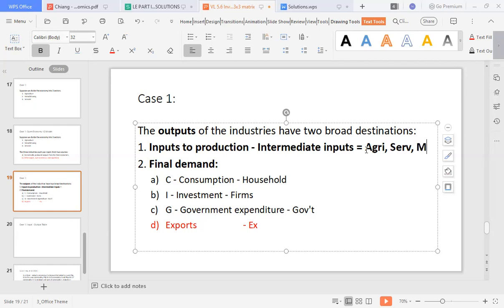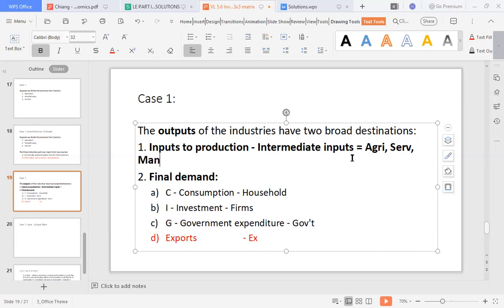So 50 divided by 3, let's just say, which means that I've included manufacturing, just to tell you that manufacturing is also using its own output. Or again, 50 billion is directly consumed by households, firms, governments, and exports, as measured by consumption, investment, and government spending, and also exports here.